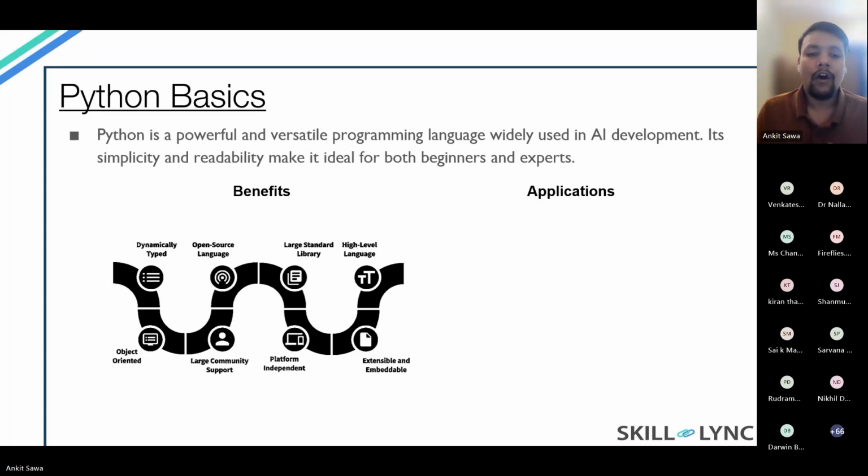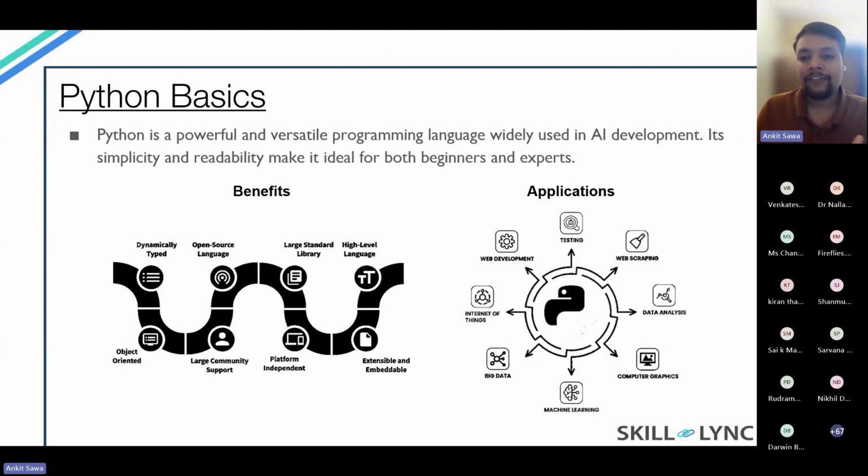Also, it's a platform independent language. When you say platform independent, it means you can write the same code across different operating systems, whether it's a Mac, Windows, or a Linux system, with just a simple installation of the interpreter, and you don't need to change your code from platform to platform. Also, it's very easy to write, interpret, and learn, which makes it the most popular language nowadays.